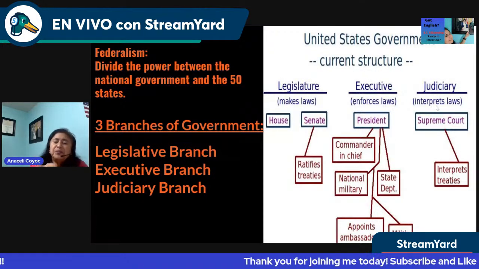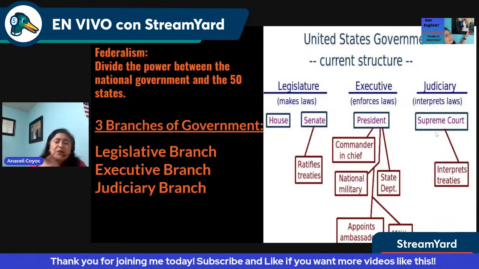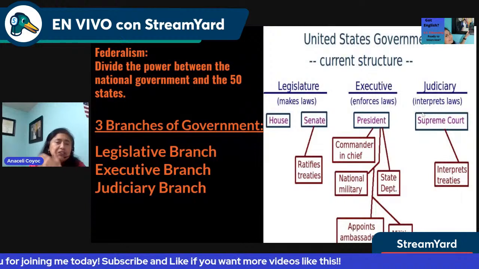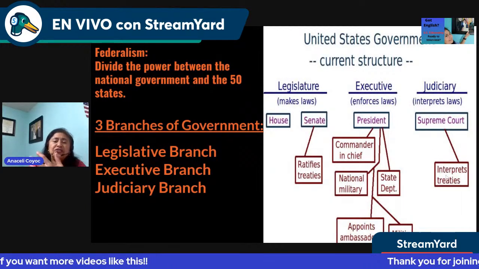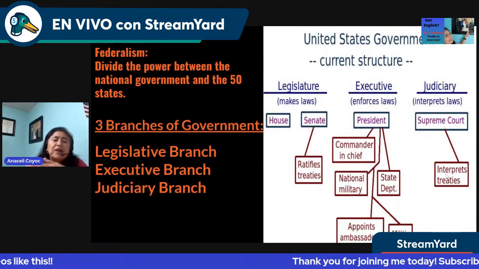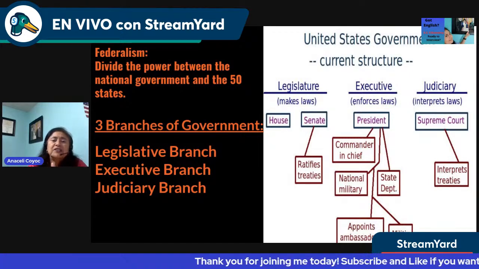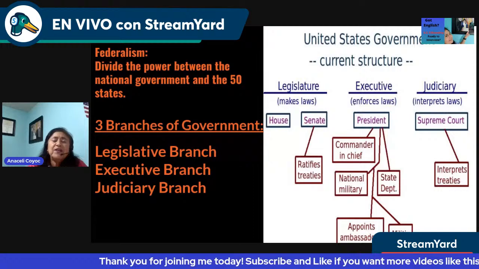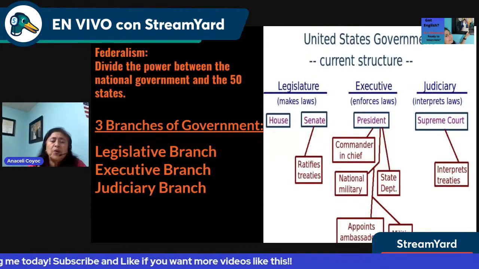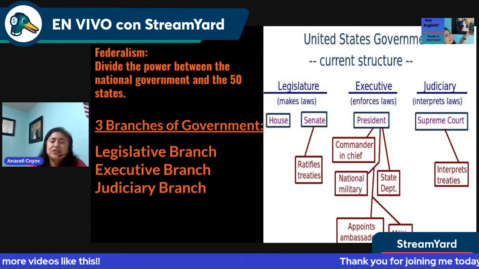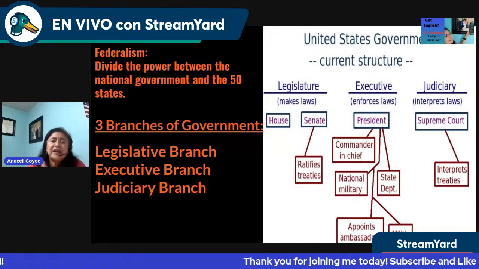Moving along to the 3rd branch. The third branch is the judiciary branch. That has to do with the Supreme Court and our 9 justices in the Supreme Court. Their job is to interpret the law, to ensure that we are following the laws and that the laws are accurate, fair, and legal, and that the laws are supporting and benefiting the rights of all Americans. They are the ones who read it. They're the ones who check, make sure that it's okay and it's legal.